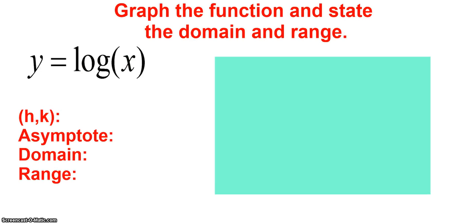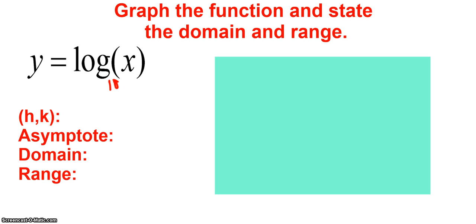Alright, so look at the first one. We got y equals log of x. Since this does not have a base, it's automatically base 10. If I really wanted to, I could write in a little 10 right here, but it looks kind of ugly, so pick and choose your poison. It's asking us to graph the function and state the domain, range, and the asymptote. But I also want to state the h and k just to help me out.